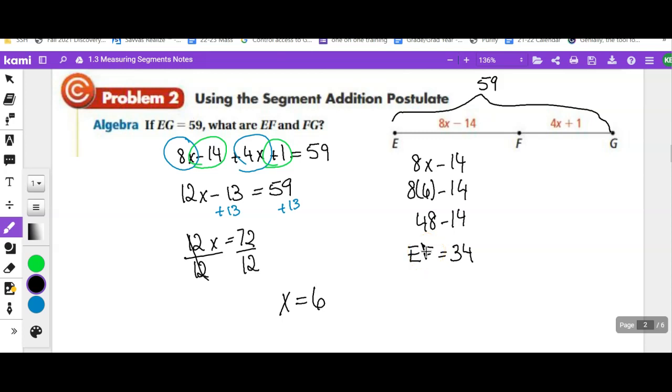34. Notice again my notation. I don't say segment EF is equal to 34. So you only use the letters when you're talking about length. So let's find FG. So 4x plus 1. 4 times 6 plus 1. It's 24 plus 1. So FG is equal to 25.